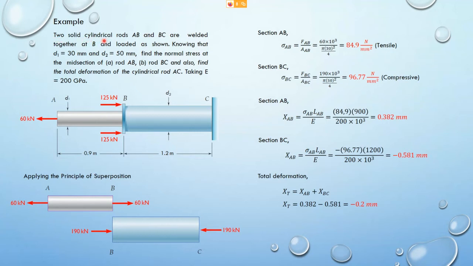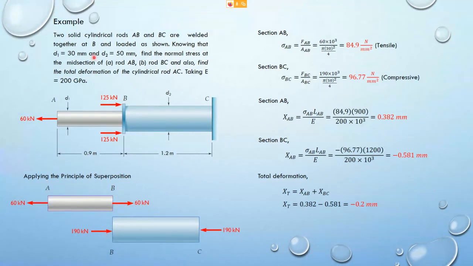Now, two solid cylindrical rods, AB and BC, are welded together at B and loaded as shown. So the two parts are welded together at this section B here. And you have the loads here, 60 kilonewton, 125 and 125. 125 plus 125 together, you have how much?